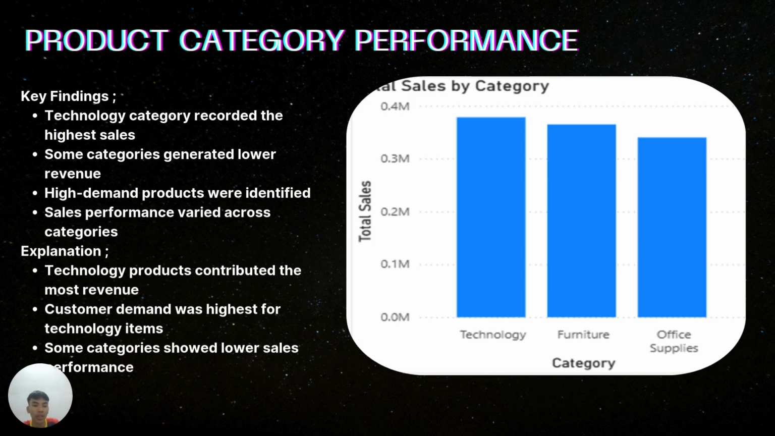Today we explain about the product category performance. This chart shows the total sales by the product category. Technology records the highest sales at about RM380,000, followed by furniture and office supplies. This shows the technology products have the highest customer demand and contribute the most to the company revenue. Therefore, management should focus on maintaining stock and promotion of this product.